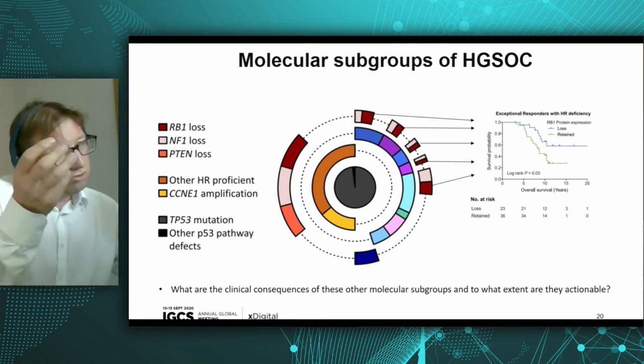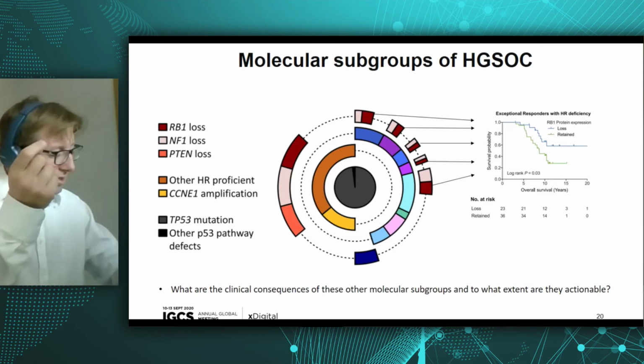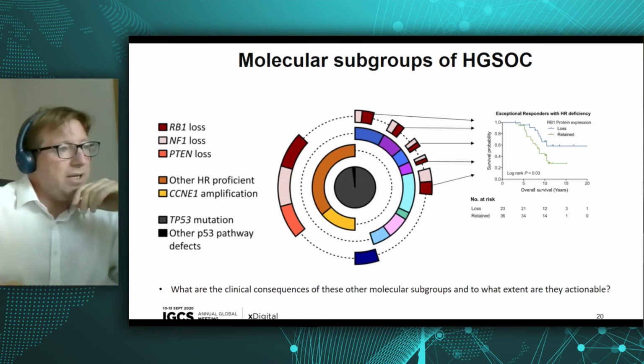There are also subgroups that we need to know more about. The homologous recombination proficient group is clearly a massive area of need. So hopefully we can pick through these.